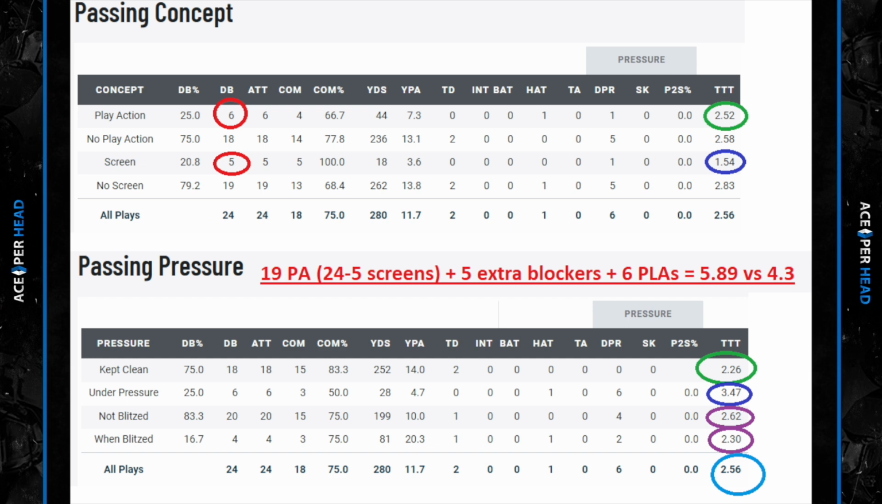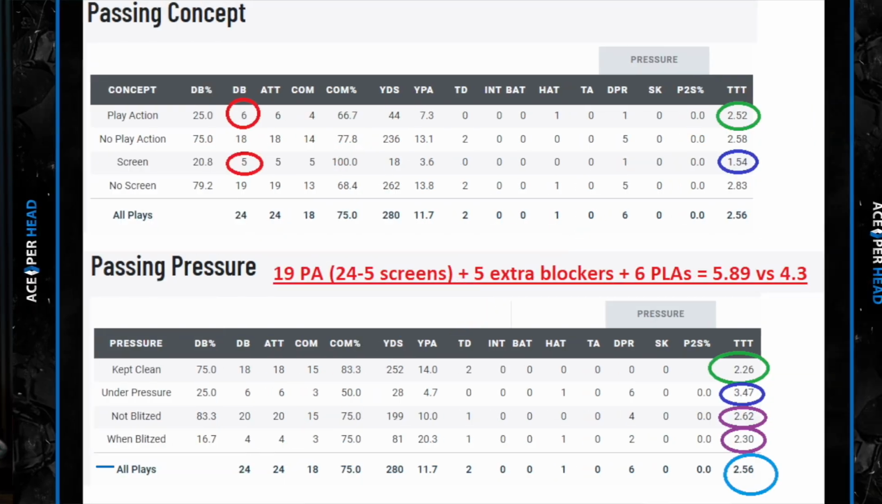Now, not blitzed, 20 plays, 2.62. There were some play actions in there, obviously. When blitzed, 2.304. So there's only 4 blitzes on the day, and that pressure came in at 2.30. All plays, 2.56. Okay? So when you look at it, the majority was 2.26, but they only blitzed 4 times.